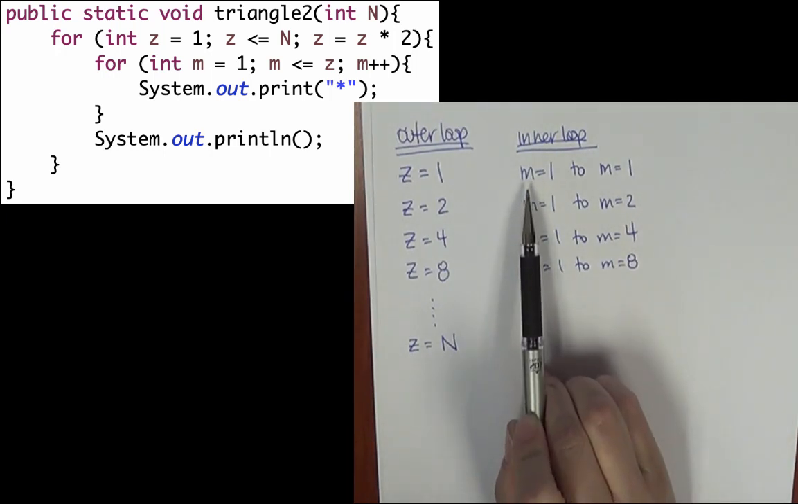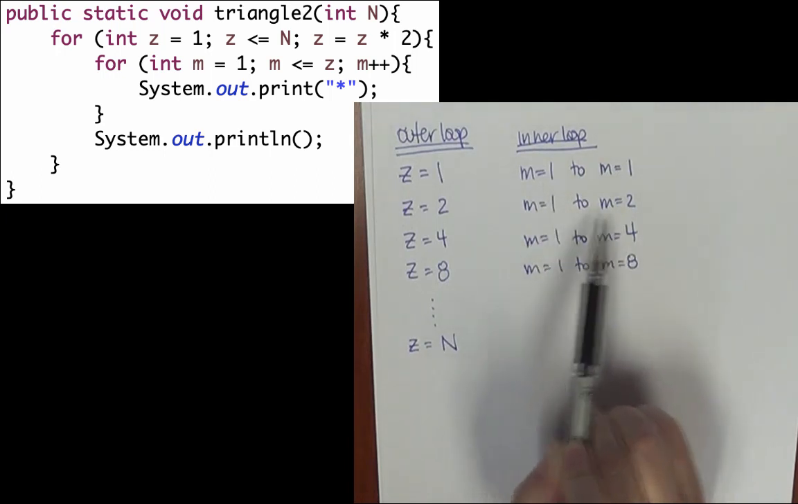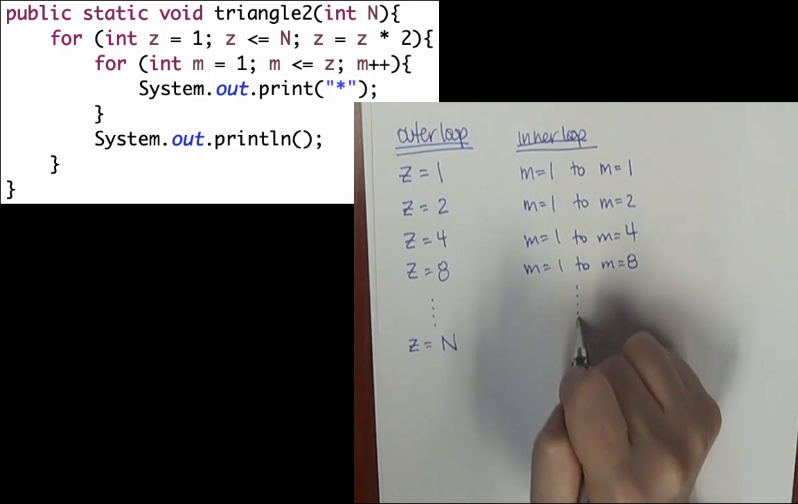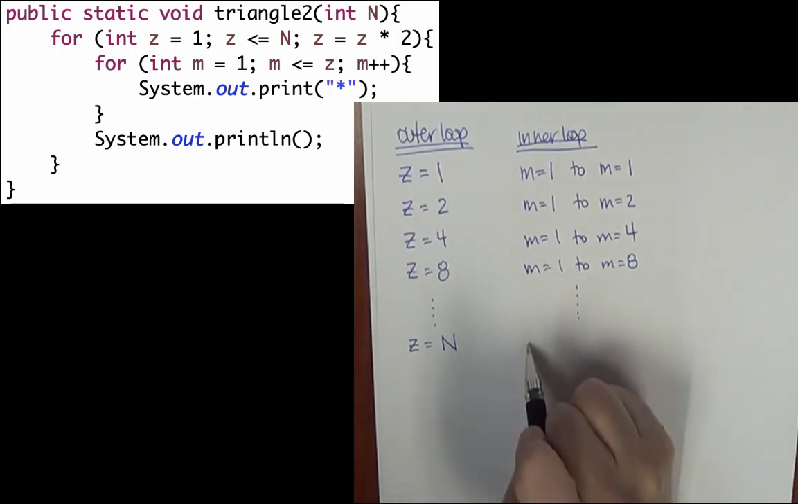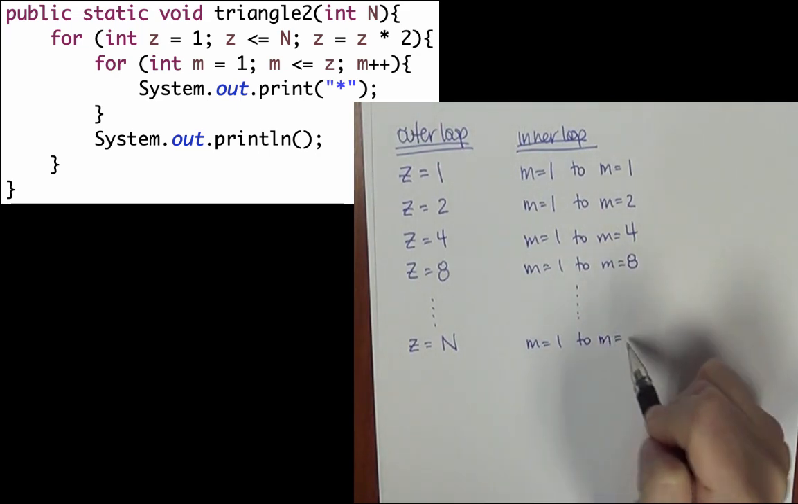It's important that the inner loop is just going one by one. So here we'll have 2 steps, here we'll have 4 steps, here we'll have 8 steps. And in our last case where z is equal to n, m will start off as 1 and it'll go to m equals n.